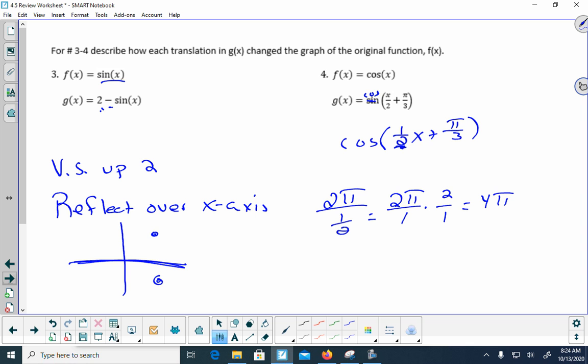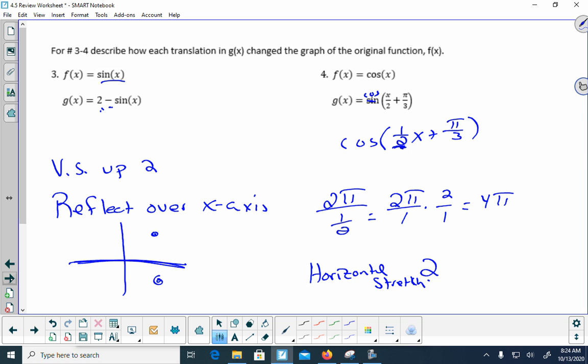Since it's inside, I know it's a horizontal change. Since I'm multiplying, it's going to be either a horizontal compression or a horizontal stretch. Remember, horizontal is opposite of what you think, so the factor is going to be 2. Since that's larger than 1, it's going to be a horizontal stretch, and the factor is a factor of 2.